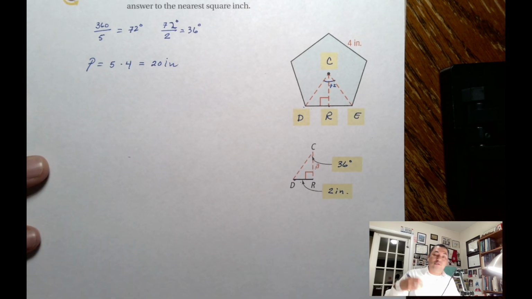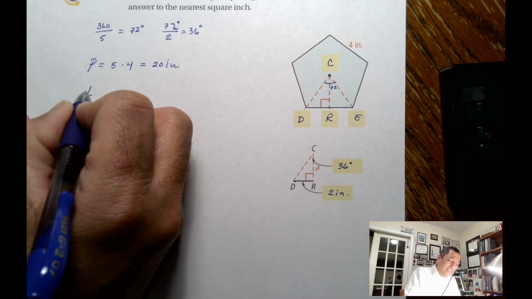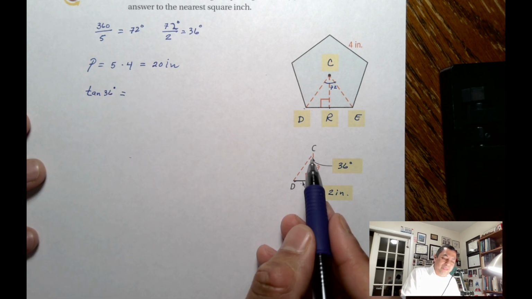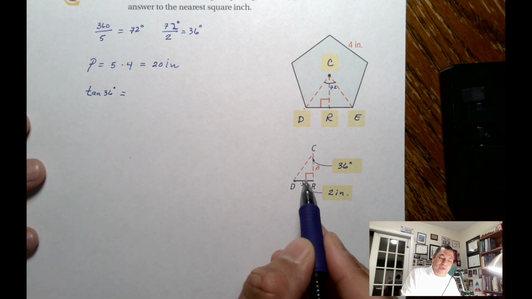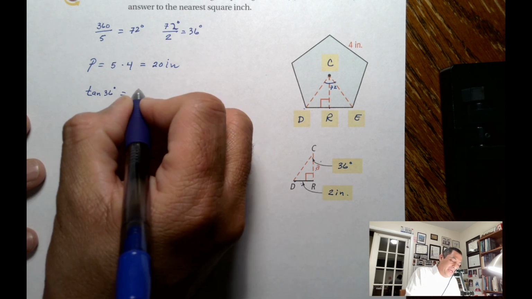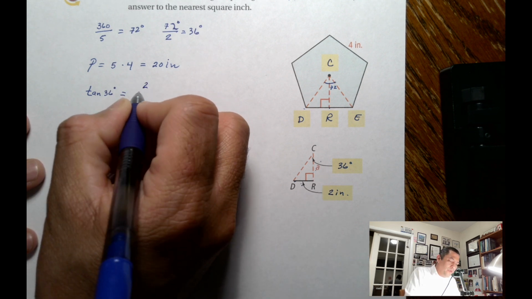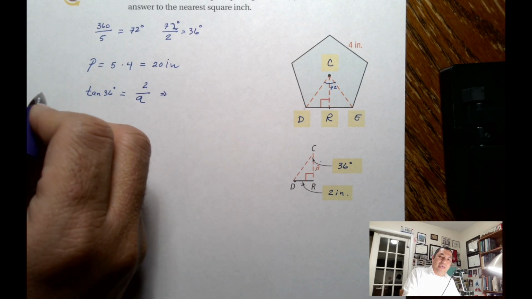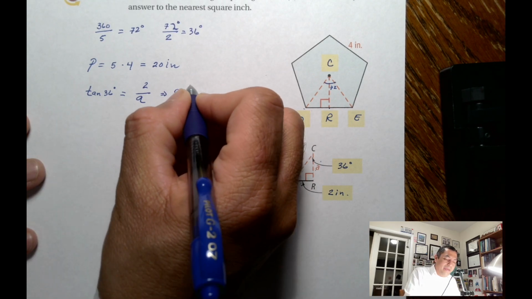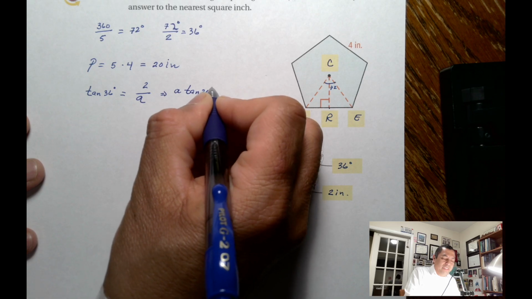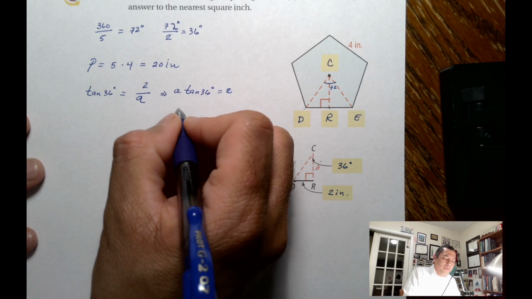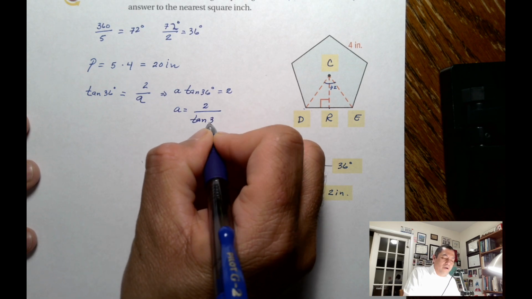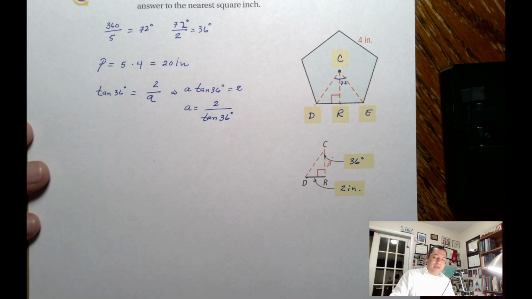In this case, I'm going to use tangent again. So I have tangent of 36 degrees is equal to the opposite side, which is 2, divided by the apothem A. So I have 2 over A. Remember what I'm going to do here is multiply A on both sides. I'm going to have A tangent of 36 degrees equals 2. So A is equal to 2 over tangent of 36 degrees. So I have my apothem here.